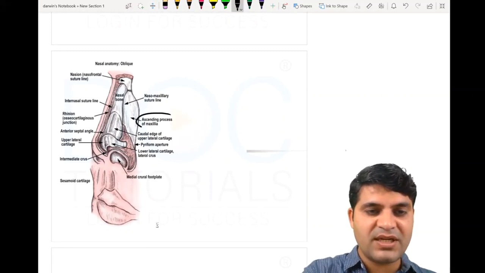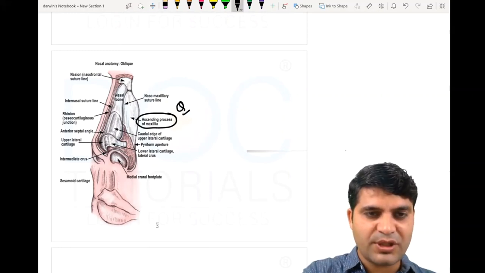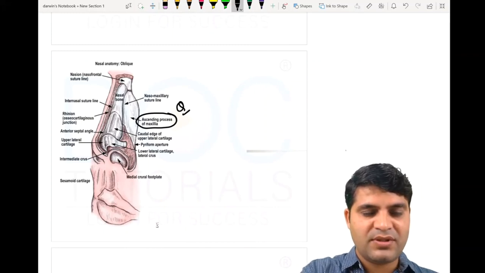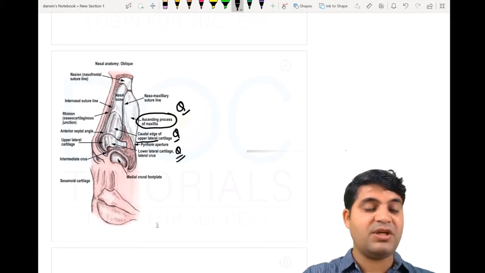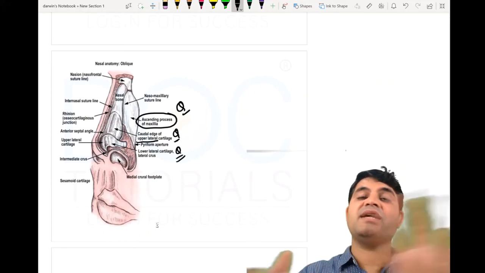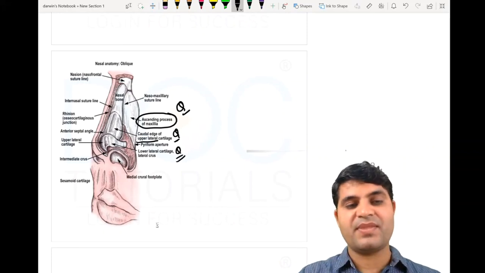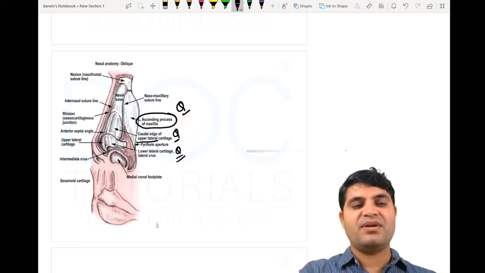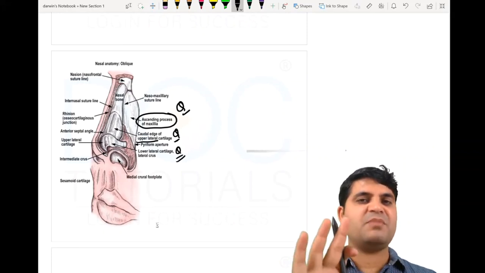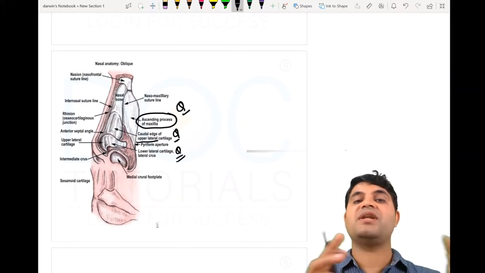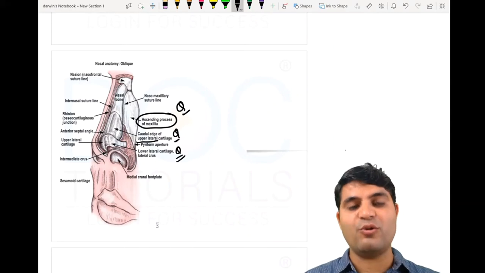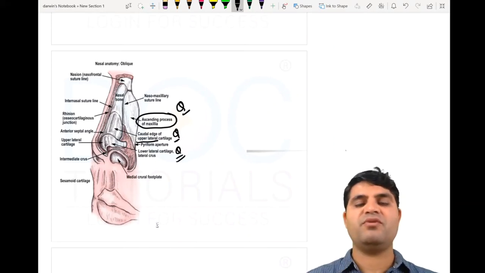So this is the ascending process of maxilla, important. This is upper lateral cartilage, important. This is lower lateral cartilage, important. Somebody can give you this picture and ask you what this is. Clear? So in this picture, spend some time at least after this presentation to see how upper lateral cartilage and lower lateral cartilage look. That is what we would be asking you.